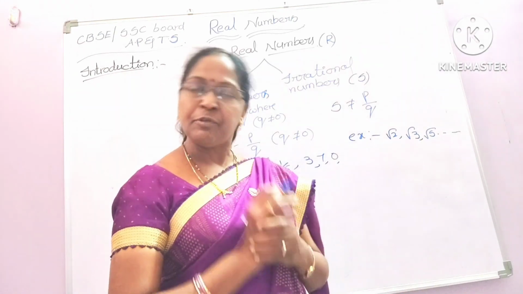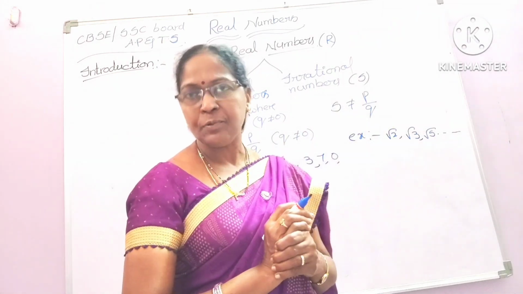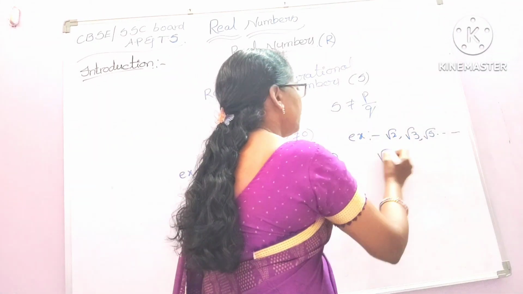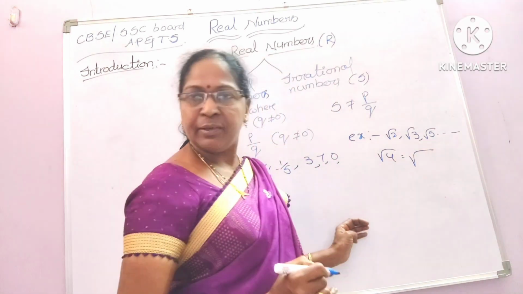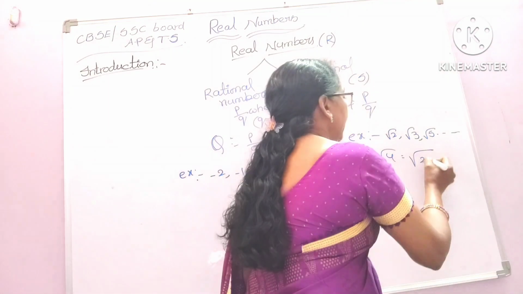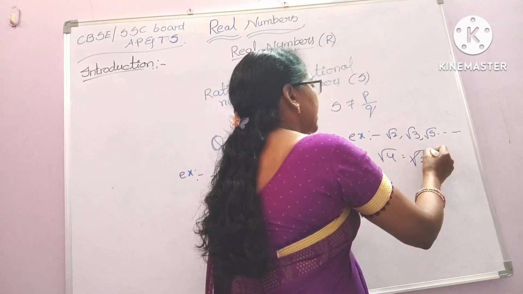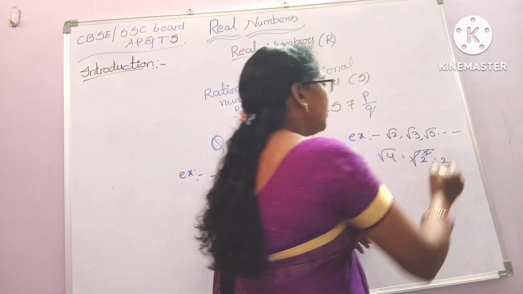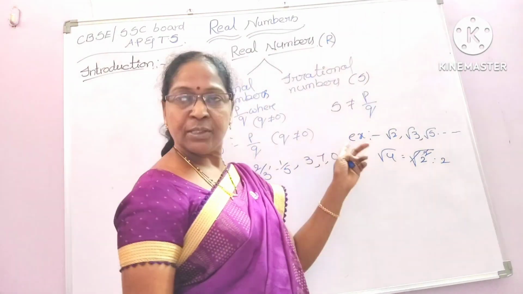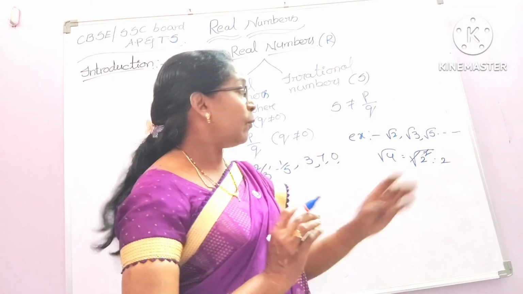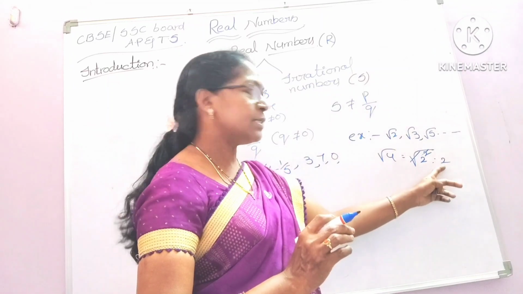Suppose 4 is an exact square root number. 2 square equals 4. So square root of 4, if you write, is a perfect square number. So you can write 2 square, and the 2 and the square root will be cancelled. So what's the answer here? 2. Is 2 an irrational number? No. Why? Because here 2 is a whole number.